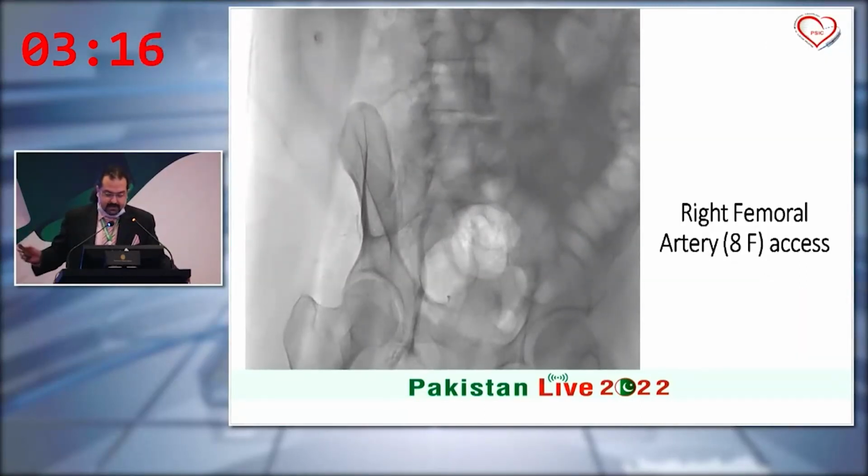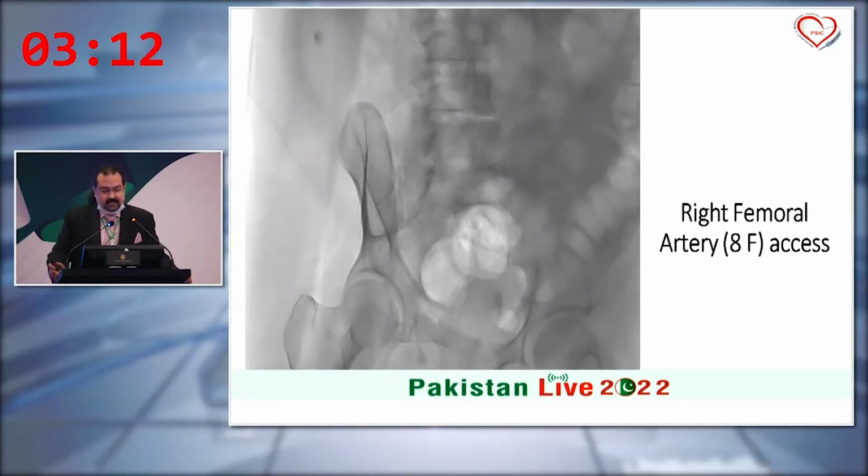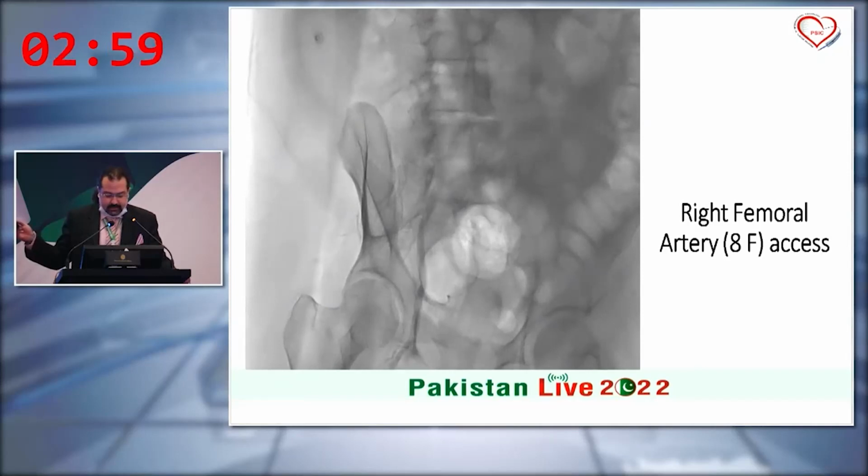So we have shifted the patient directly to the cath lab, and on the cath lab table, under ultrasound guidance, access to the right femoral artery was taken, and an 8 French sheath was placed. And we see the angiogram of the femoral artery, and this we do routinely in our cath lab.